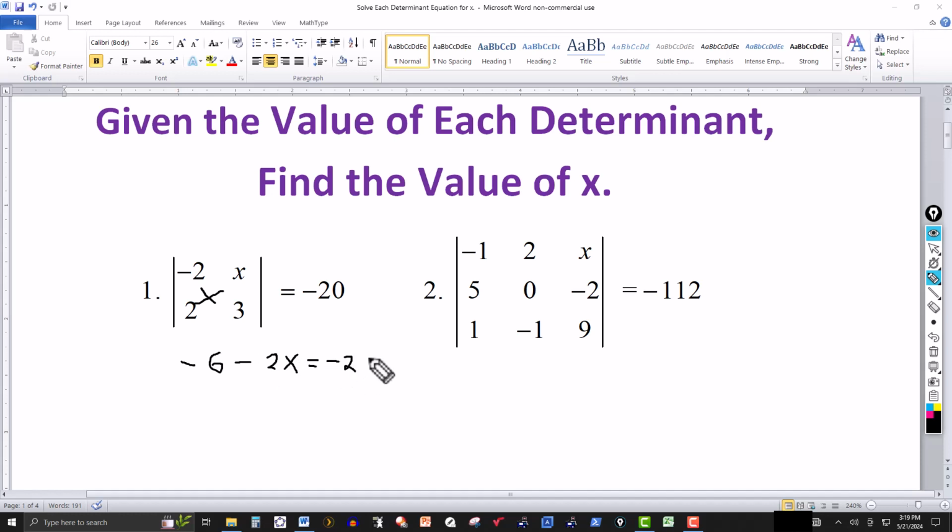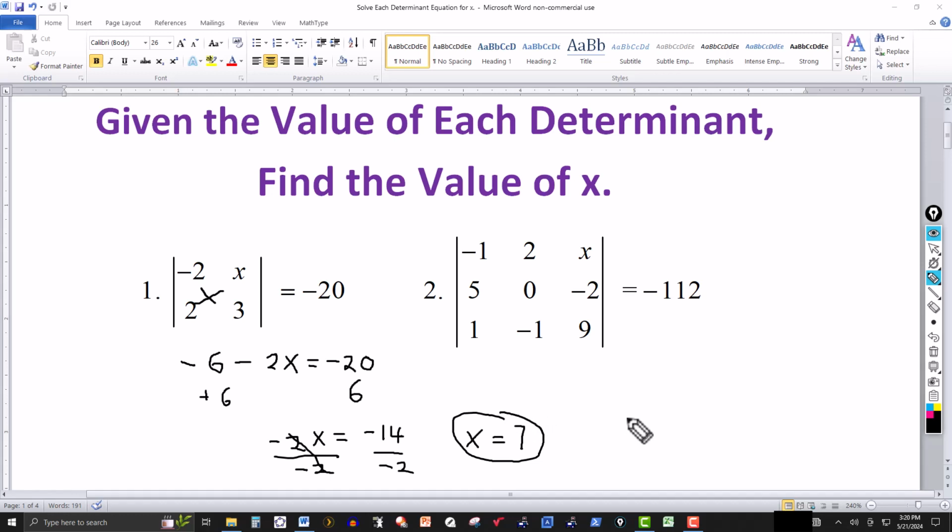So that generates a linear equation here. We just solve for x. So we add 6 to both sides here to isolate the term with the x. Add 6 here. Those cancel out. We get a minus 2x. Then negative 20 and 6 is a negative 14. We divide both sides by a negative 2. This cancels out here. Negative 14 divided by negative 2 is 7. So the value of the x for the first determinant is 7.